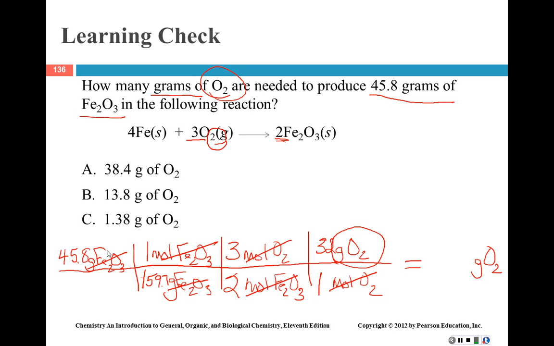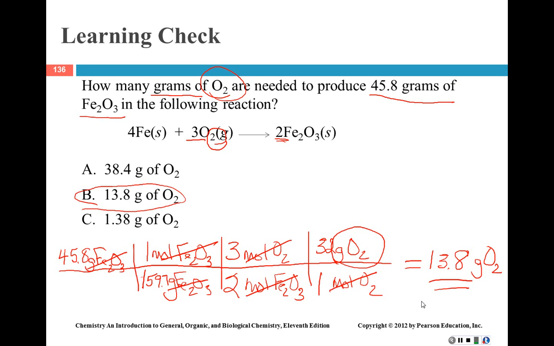And so now all I have to do is I multiply everything on the top. So you're going to do 45.8 times 3 times 32, and then you're going to divide it by 159.7 and hit enter, and then divide it by 2 and hit enter. And if we did that correctly, we should get 13.8 grams. So that would be B.